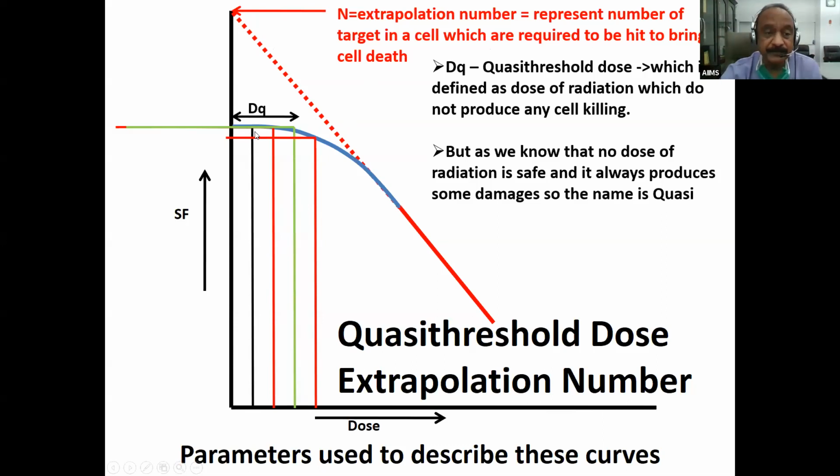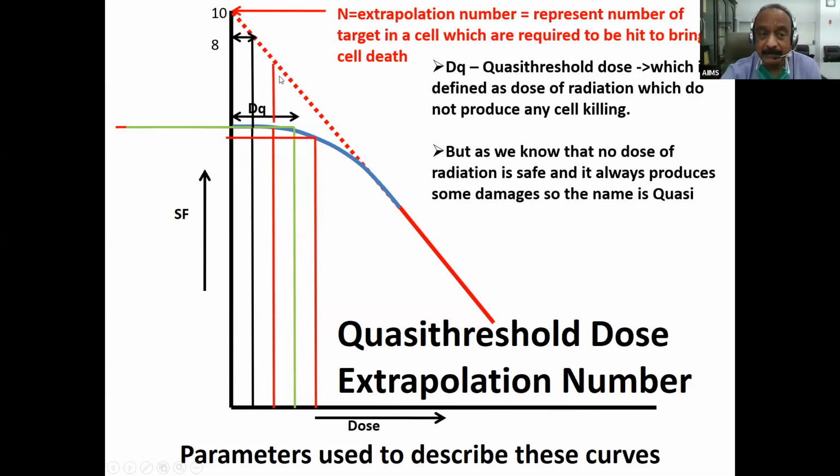So what happens when you give this dose? Suppose N is 10. Let me tell you that in this particular cell line, let us presume that N is 10, which means that we need to deactivate 10 targets in order to bring death. So at this dose, only a few targets, say 2 targets, are deactivated, and 8 still survive. That is the reason that there will not be any cell death.